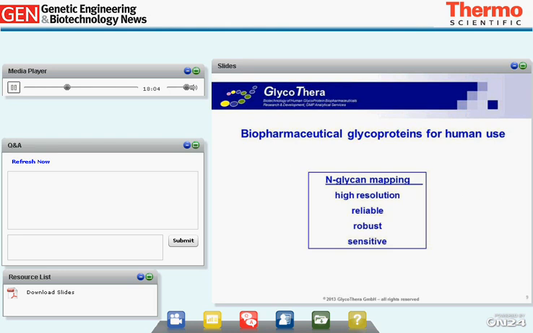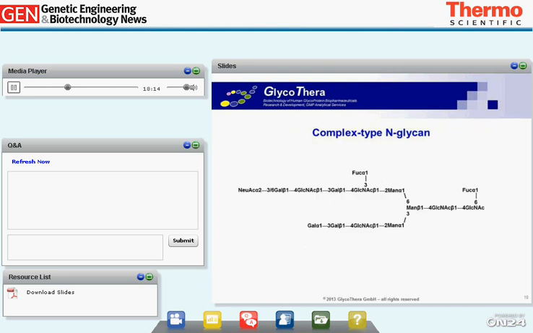In order to fulfill the regulatory issues regarding quality, safety, and efficacy, N-glycan mapping procedures are required that are highly resolving, reliable, robust, and sensitive. Before we start with analytical data, let's have a brief look at an N-glycan structure. This presented N-glycan structure consists of a common core containing 3 mannose and 2 GlcNAc units.